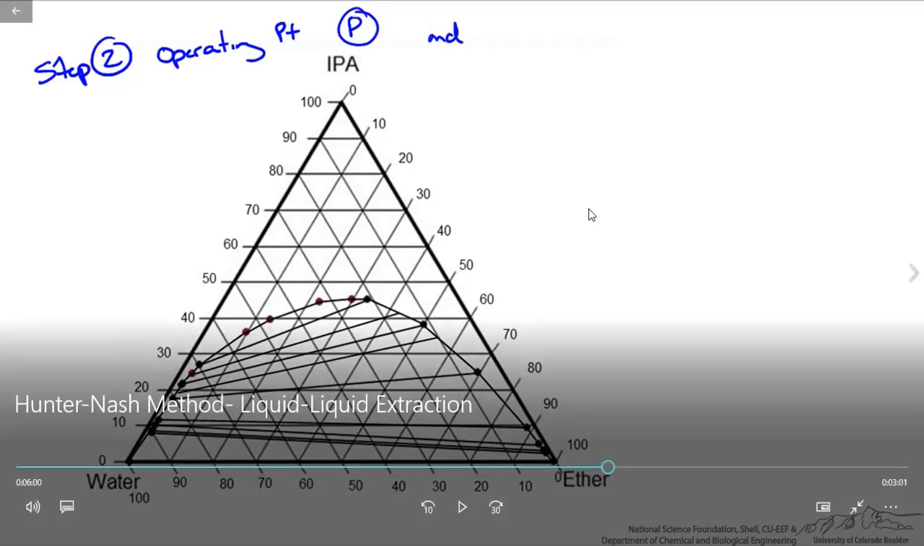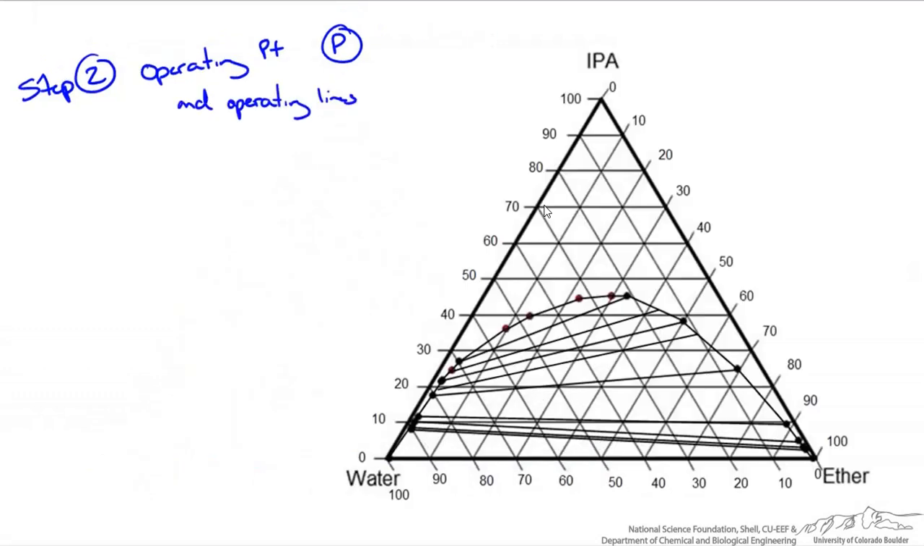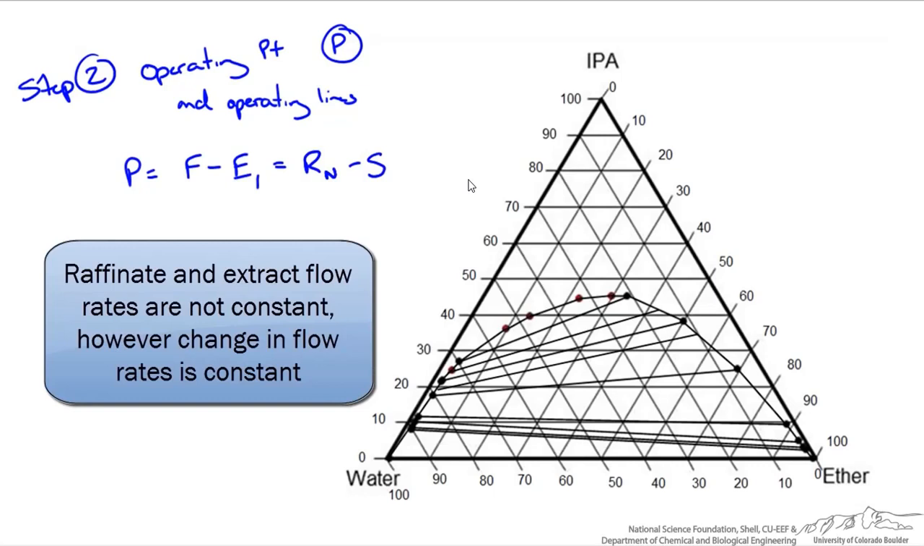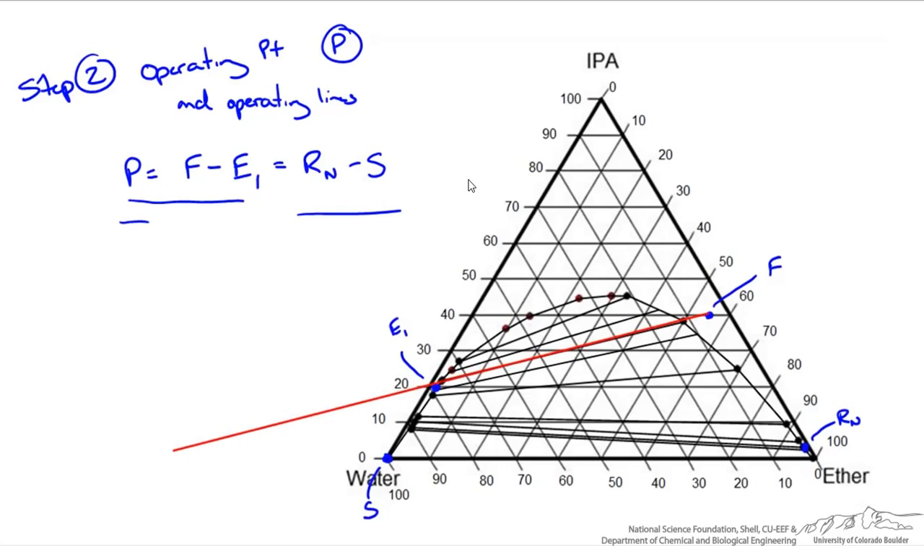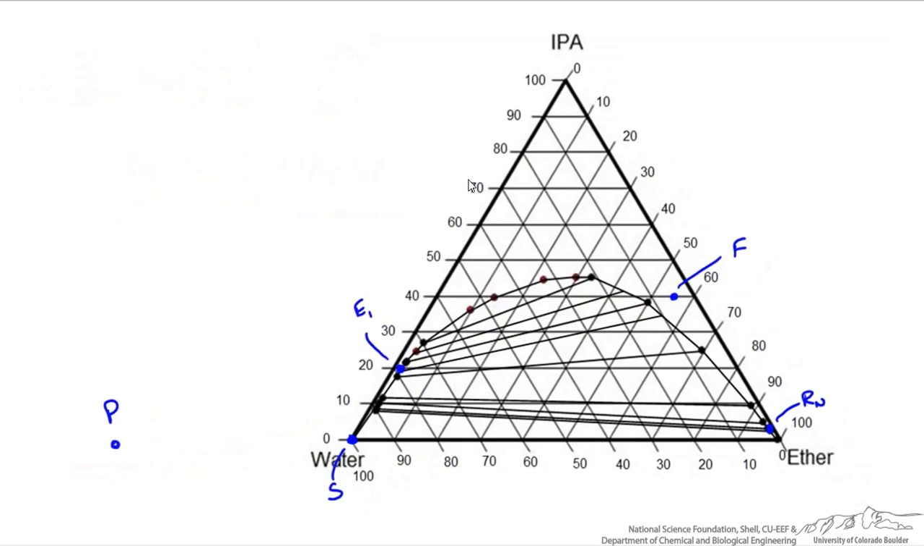Based on that, we have located the point P for construction, and then the next step. Just look here, as we have to locate P, and you remember I told you here F minus E1 is equal to Rn minus S. So we have to use these and construct P here. Just look, he has pointed out, based on his given compositions, the solvent point, feed point, extract E1 and raffinate Rn stream. These were given for his system.